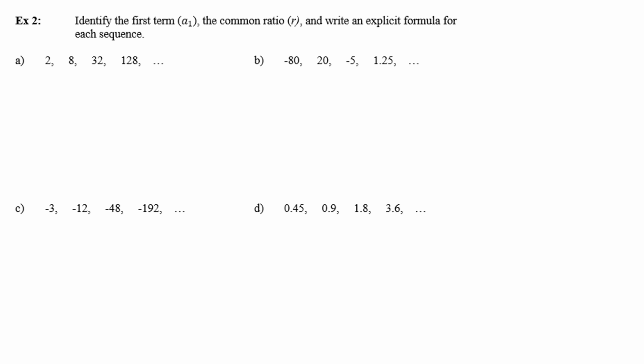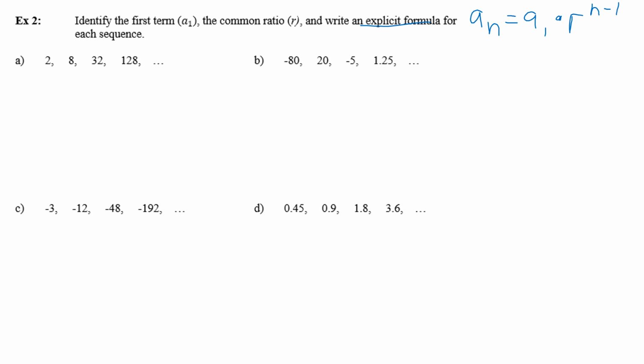Example 2 says identify the first term, also known as A sub 1, the common ratio, also known as R, and write the explicit formula for each sequence. Probably what I'm going to want to do first is I see the word explicit formula, so I'm going to go ahead and write it down for myself. That's A sub n equals A sub 1 times R raised to n minus 1.